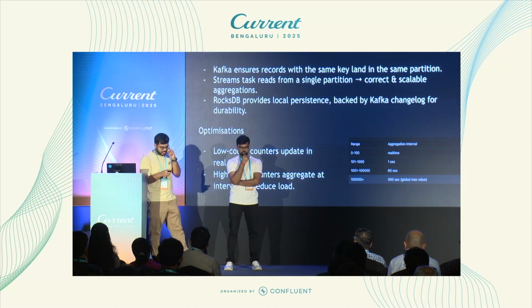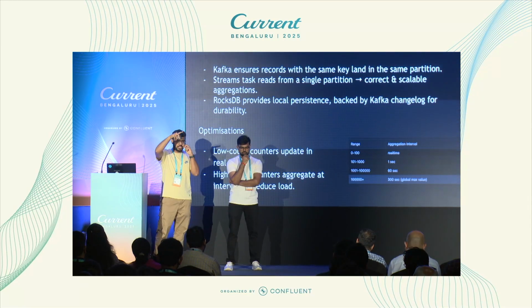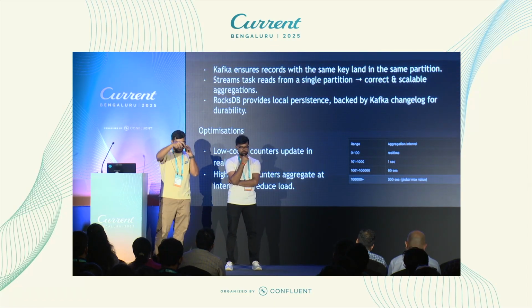So internally, this is basically a topology. The Kafka Streams topology has multiple intervals that it aggregates on, and you have a step where you can decide what part of the topology you want to send it to. So we send it based on this count.